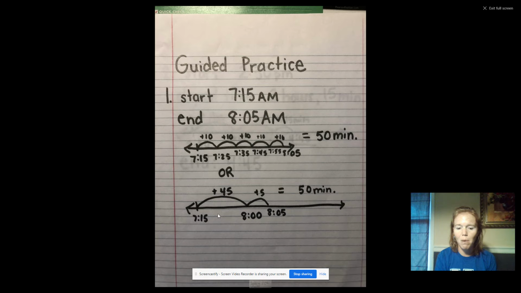I can also show modeling that another way. So this is the exact same problem. My start time is still 7:15, and I'm going to 8:05. And if I know that 15 and 45 make an hour, 15 minutes and 45, I could do just one big jump of 45 instead of all of my 10-minute jumps. And I get to 8 o'clock, and then I could do a little jump of 5 minutes, and I know 45 plus 5 equals 50. So this is just an example of how you can model time problems more than one way and how the number line can be very helpful for modeling out solving time problems.